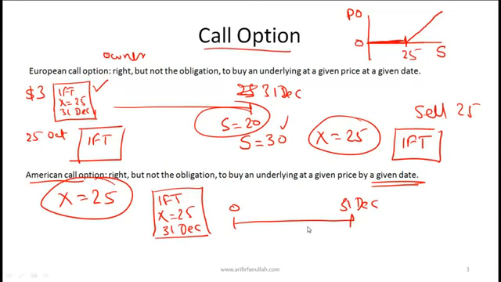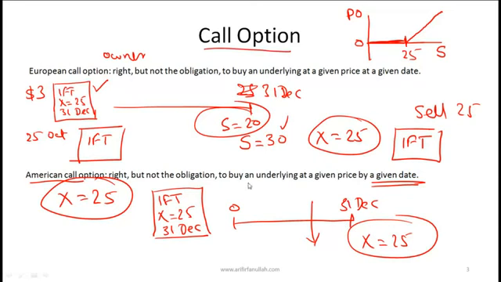So if on 25th December you decide that the stock price has peaked and you want to exercise the option, you can go to the writer of the option and give him the strike price of 25 and essentially exercise the option. So this essentially says that any time from the time you purchase the option till the maturity date, you have the right but not the obligation to exercise the option.